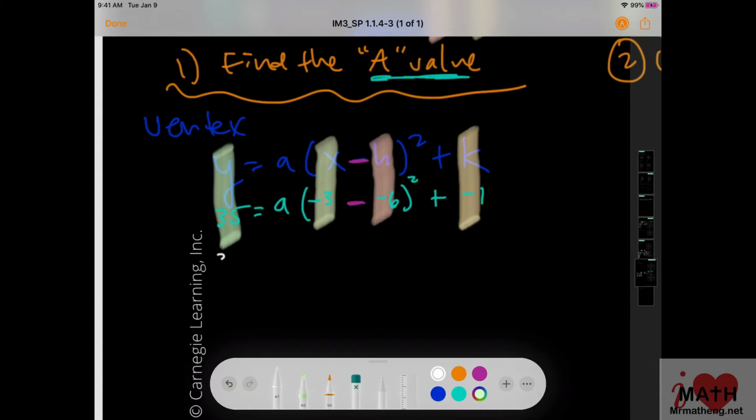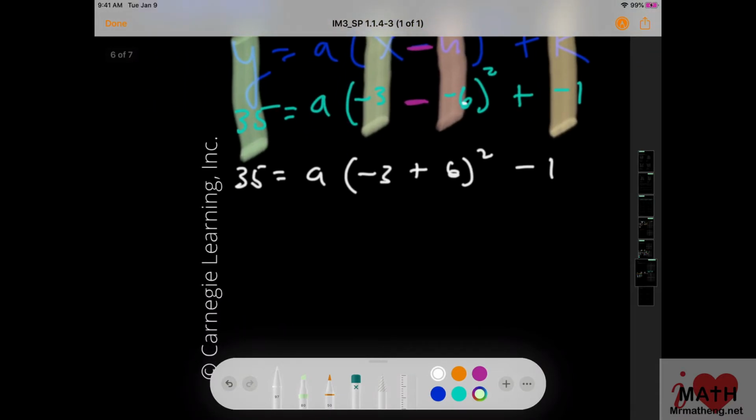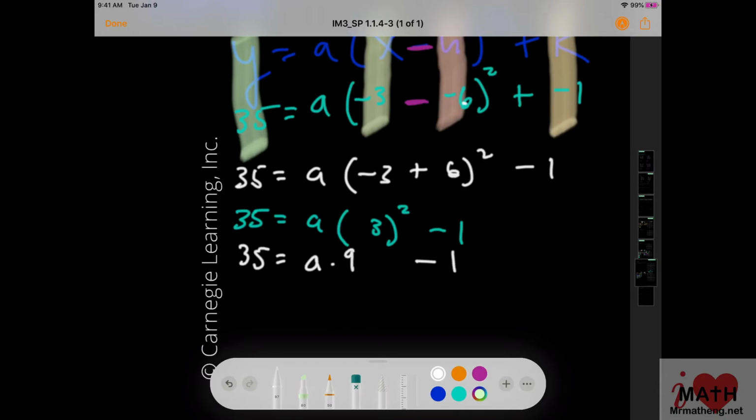So let's clean it up. 35 equals the a value times (-3, the opposite of -6 is plus 6) squared, and then we normally write minus 1. So let's go ahead and solve for a here. Remember using PEMDAS. So 35 equals a times (-3 plus 6 is 3) squared minus 1. Again, you're using the order of operations. So 35 equals a times 9, that's what 3 squared is, minus 1. Now, don't be tempted to do 9 minus 1. You can rewrite it if you want to: 35 equals 9a minus 1.